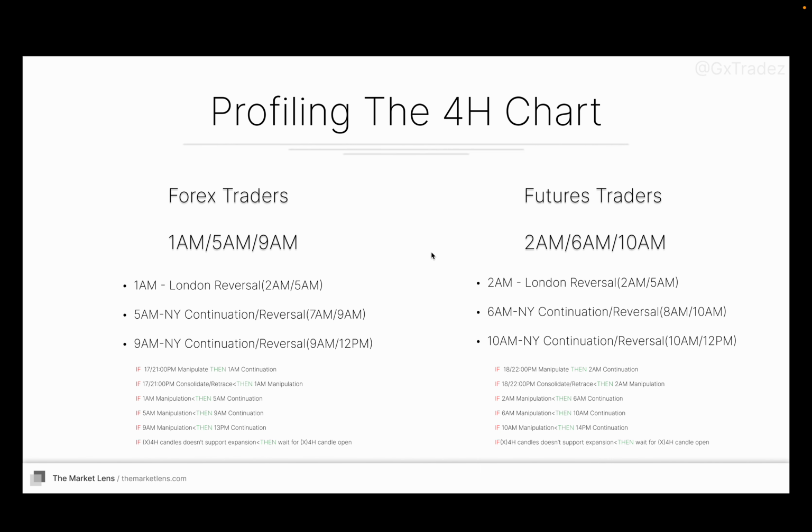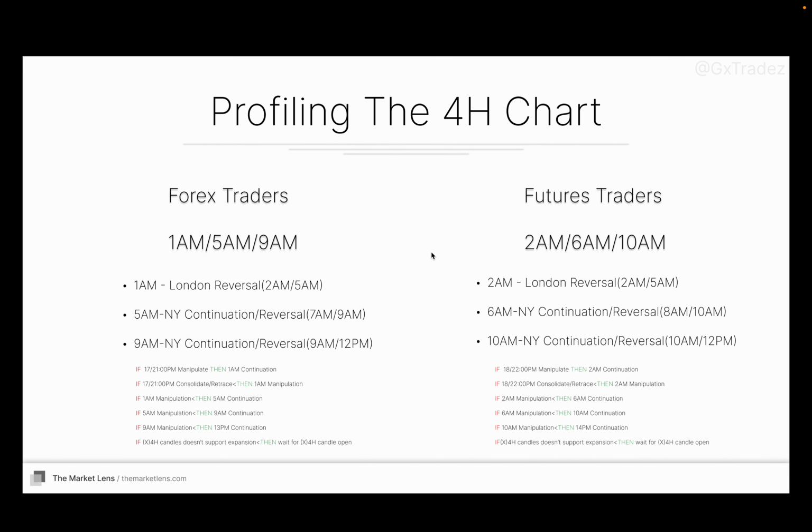So now we're going to get into profiling the 4-hour chart. So with Forex traders, you're essentially going to be focused on the 1 a.m., the 5 a.m., the 9 a.m. candle. 1 a.m. represents the London session. 2 to 5 a.m. are what we're going to focus on because that is the kill zone. 5 a.m. represents the New York session, so New York continuation / reversal. We're focused on the hours of 7 a.m. to 9 a.m. because that is the kill zone.